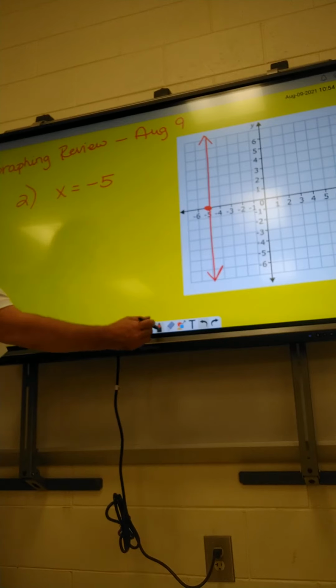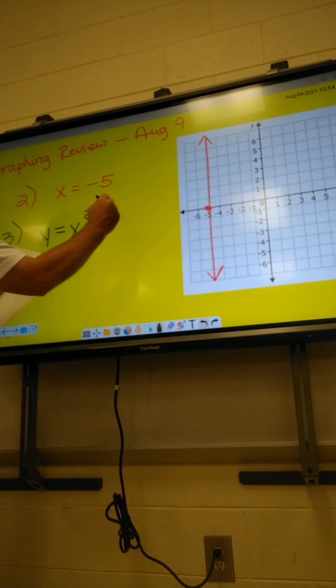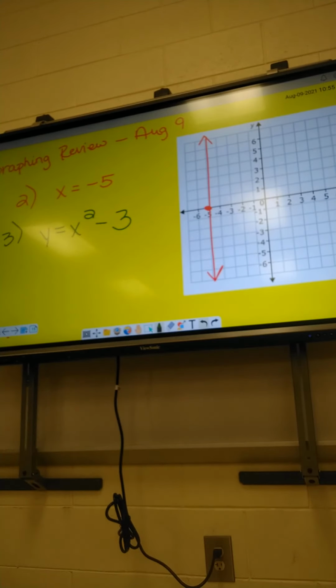All right, question. If I need to slow down, let me know. Number 3. All right, number 3 is a different type problem. How come we can't graph number 3 by rise over run? It's got an x squared. Does anybody remember from last year what kind of shape it makes on an x squared? A parabola. It makes a U.